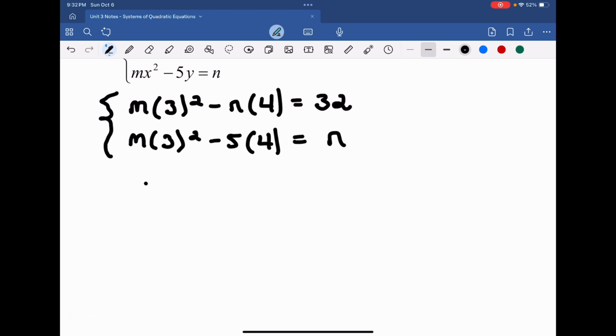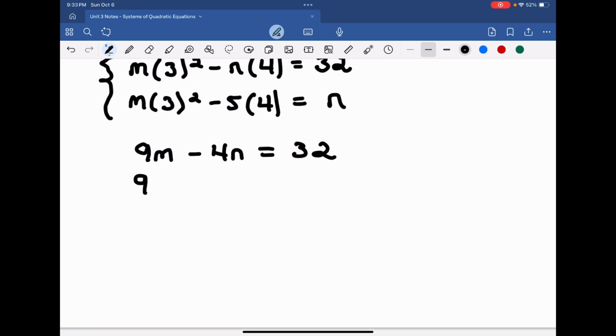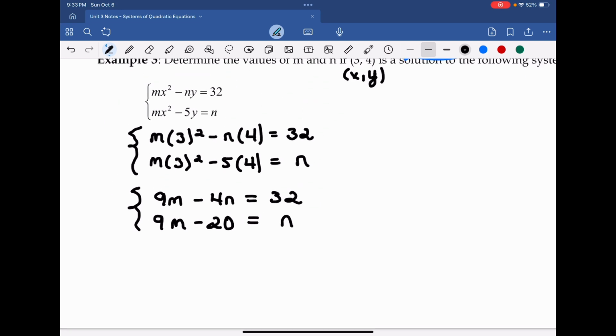Now, we're just going to take this another step in order to get these simplified. If I have m times 3 squared, well, this is the same as 9m. The other one is negative n times 4. This is negative 4n, which is equal to 32. For my second equation, again, it's going to be 9m, and then I have the negative 5 times 4, which is negative 20, which is equal to the n on the other side.